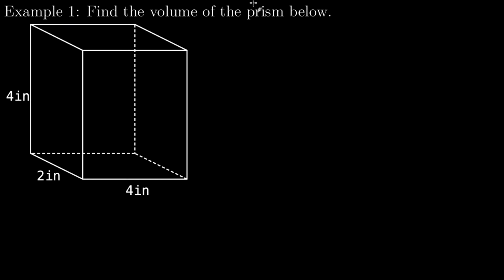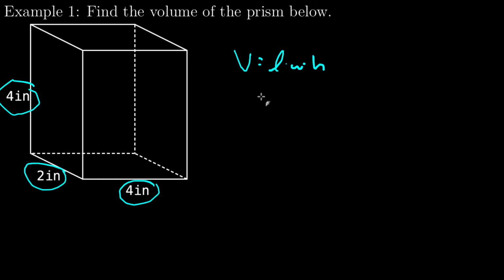Find the volume of the prism below. So I see it's a prism. That means I'm going to use V equals length times width times height. I see the length is 4, the width is 2, the height is also 4. So that will be 4 times 2 times 4.